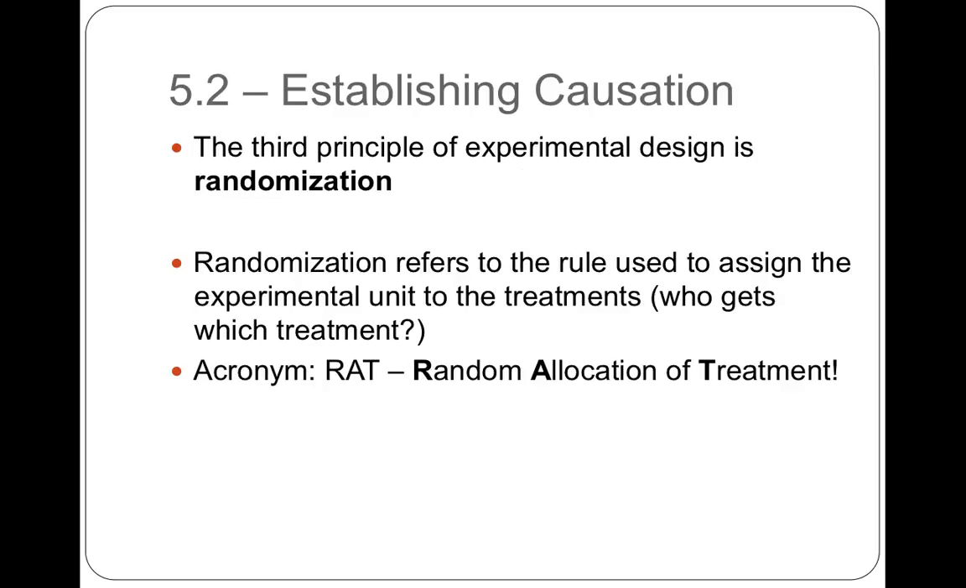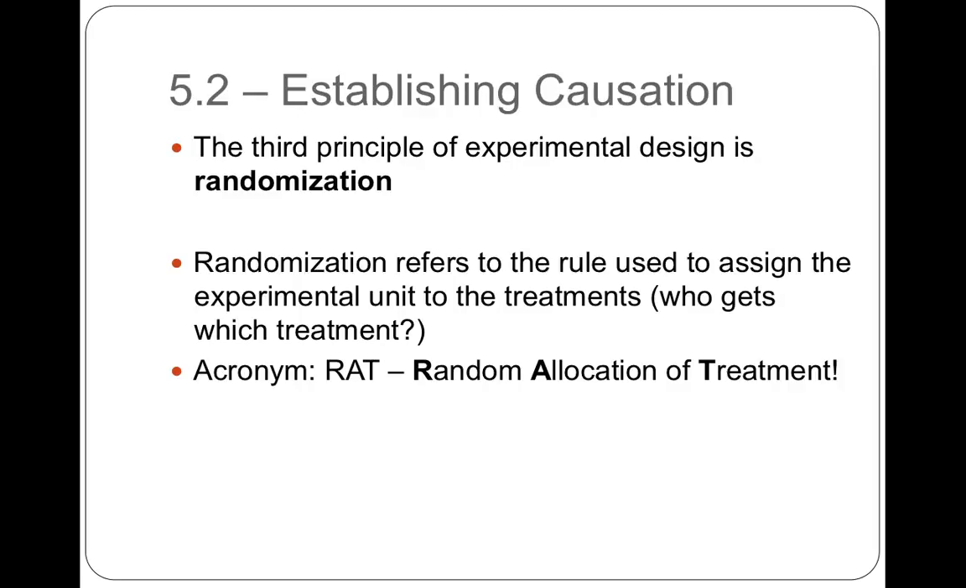The final principle of experimental design is randomization. Randomization means I have to randomly assign experimental units to the treatments. Who gets which treatment needs to be randomized. And the acronym I have for you is RAT. We need to randomly allocate our treatments. Just like in surveys and sampling, I needed to randomly select my sample. Same idea here, except I need to randomly allocate who gets which treatment.